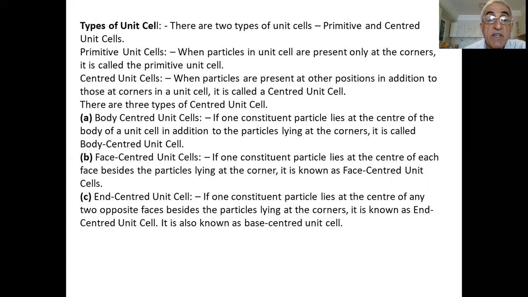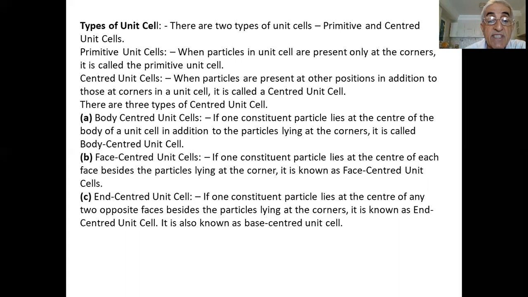Types of unit cell. There are 2 types of unit cells, primitive and centered unit cells. Primitive unit cell: when particles in a unit cell are present only at the corners, it's called a primitive unit cell. Centered unit cell: when particles are present at other positions in addition to those at corners in a unit cell, it is called a centered unit cell.